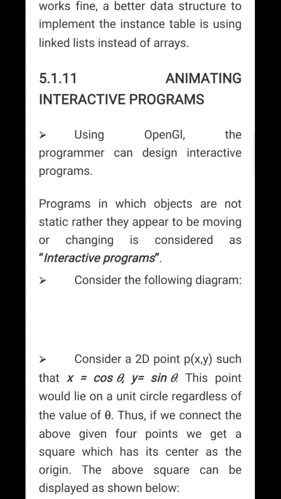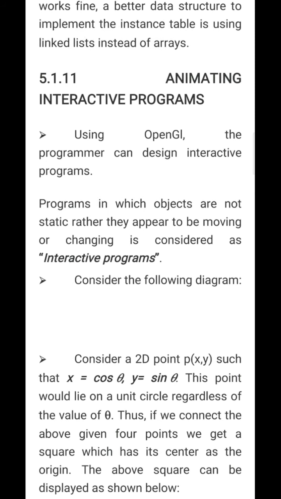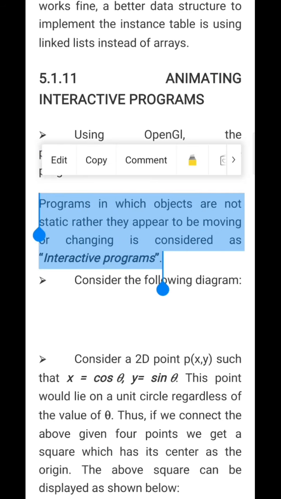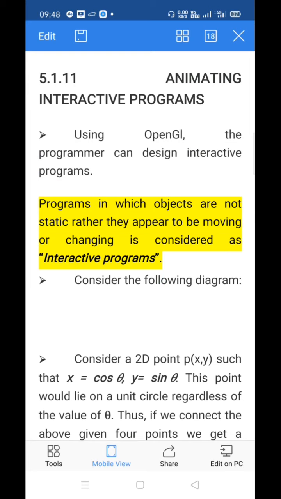Using OpenGL, the programmer can design the interactive program, right? Programs in which the objects are not static, rather they appear to be moving or changing, are considered interactive programs. See this statement. What I explained just now, they are telling the same, right? Programs in which objects are not just static, rather they appear to be moving continuously, they are updating, are called interactive programs.